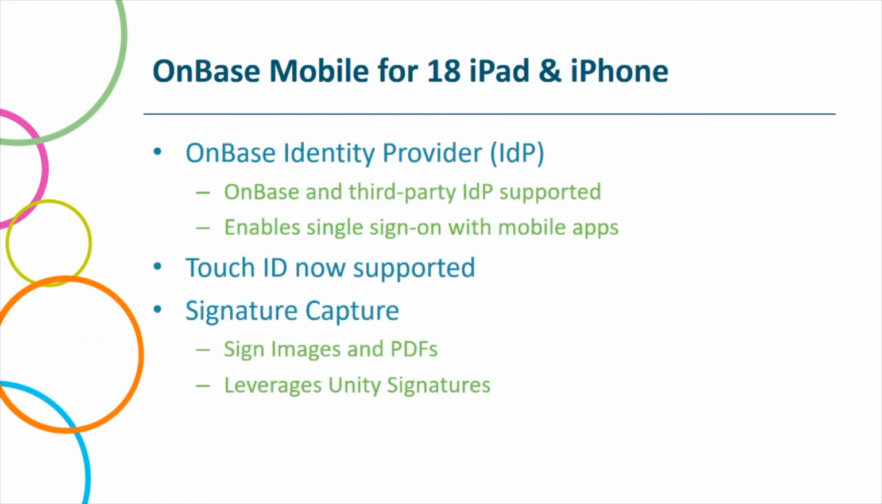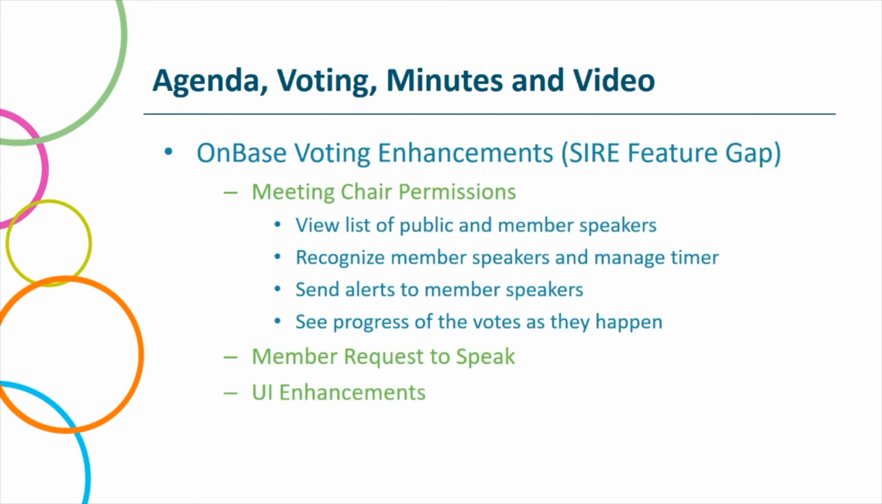The mobile side of OnBase has also gotten some very great additions. So the OnBase identity provider piece allows you to use single sign-on and third-party identity verification providers with your mobile device accessing OnBase, and that helps to make the user experience in authentication more consistent with the Unity client and the web client. Also, we're supporting Touch ID now and signature capture. So nice improvements to the mobile app, security, and usability.